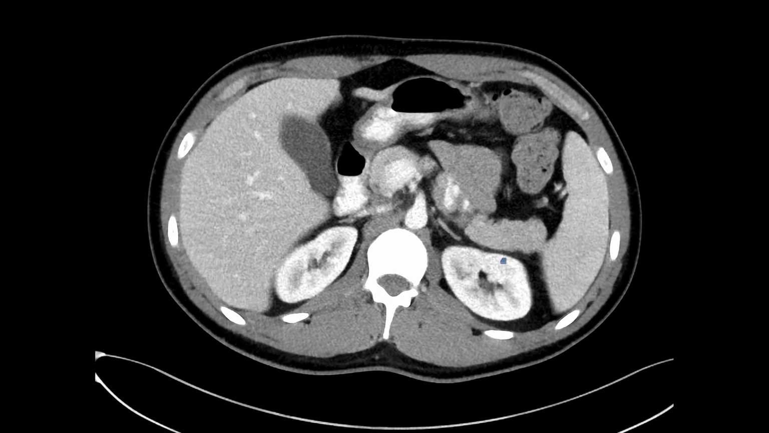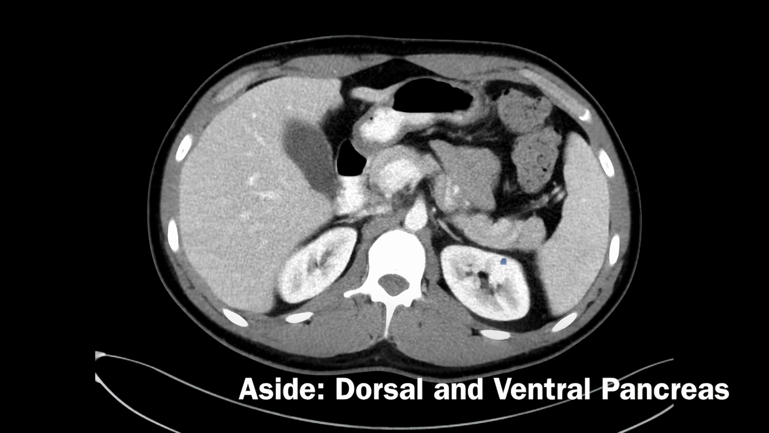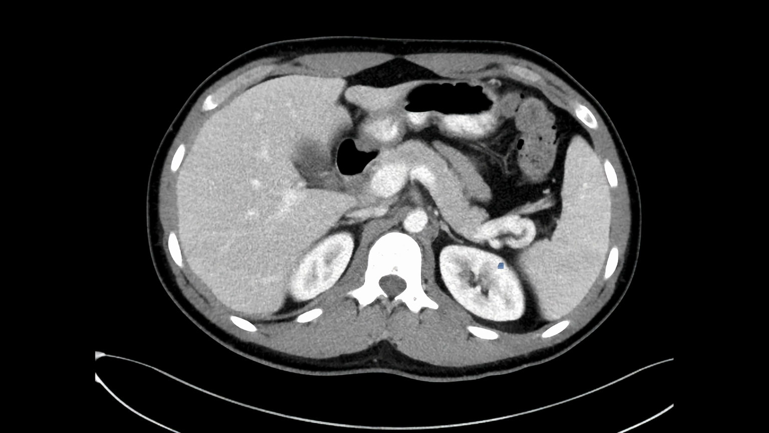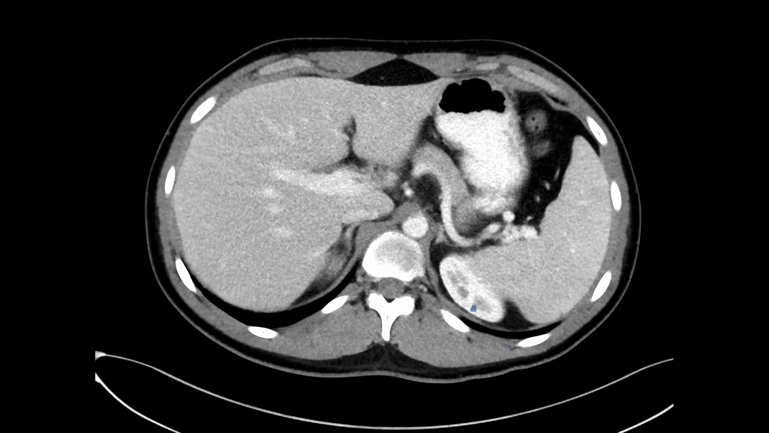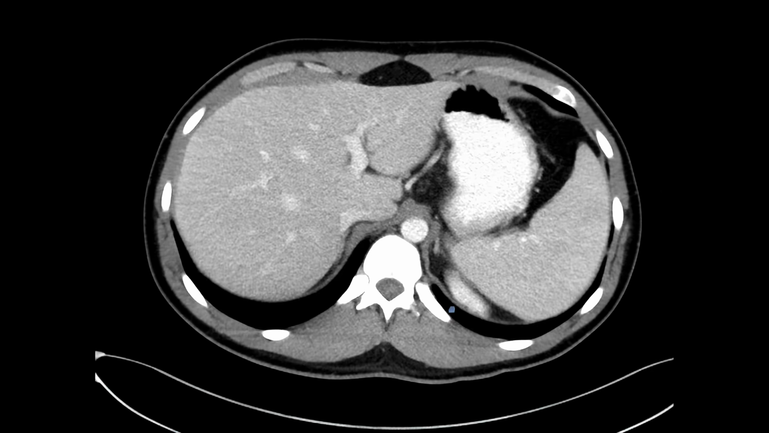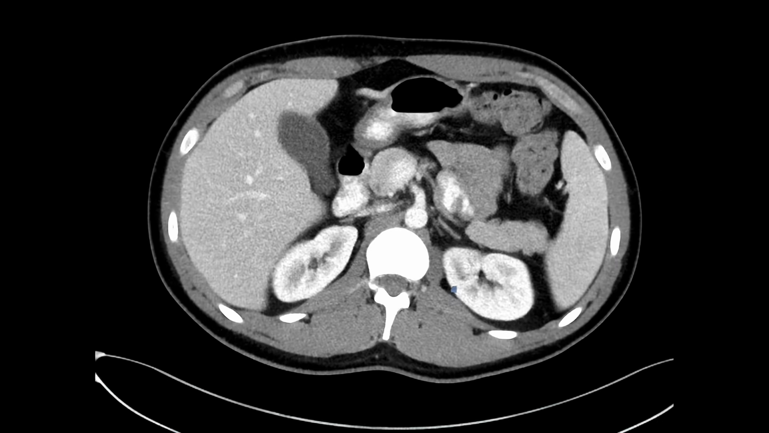It's also worth knowing what people mean when they refer to the dorsal and ventral pancreas. Remember, dorsal usually means posterior or along the back. If you think about the dorsal fin, for example, in certain mammals, they're referring to the back portion. However, in the pancreas, it's reversed.